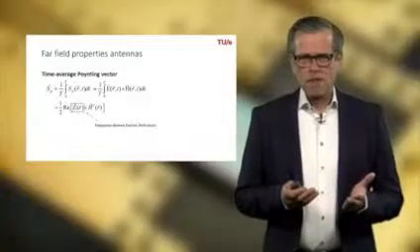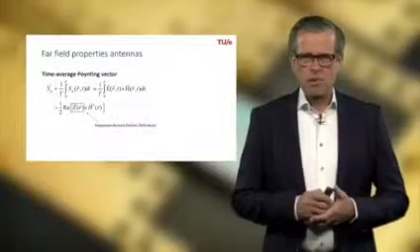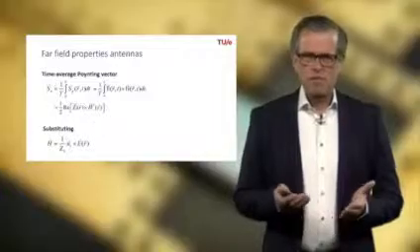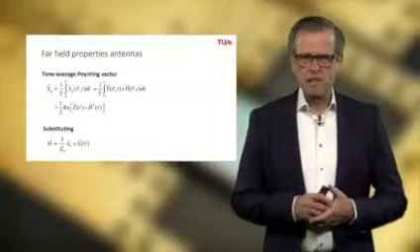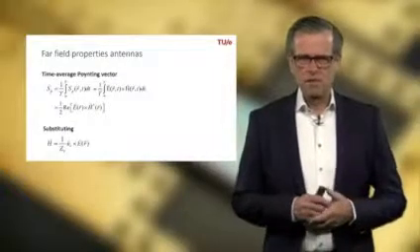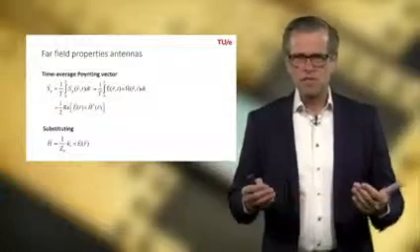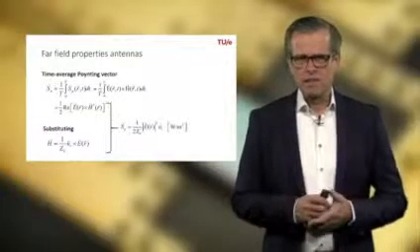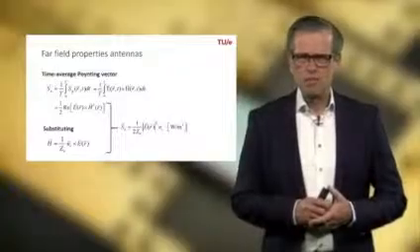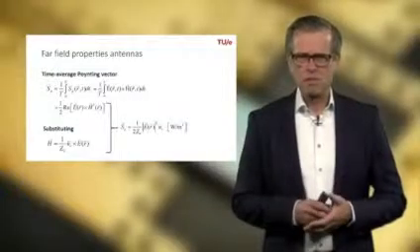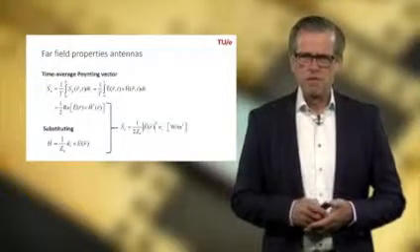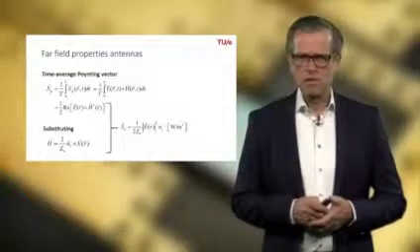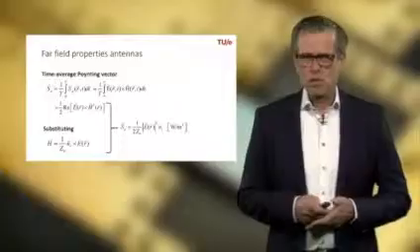So the time average Poynting vector is derived in this way. Now, if we substitute again the relation between the magnetic and electric field in the far field region, so it's this TEM relation, we can simplify the time average Poynting vector in this way. So it's then 1 over 2 Z naught times the absolute value of the electric field squared.